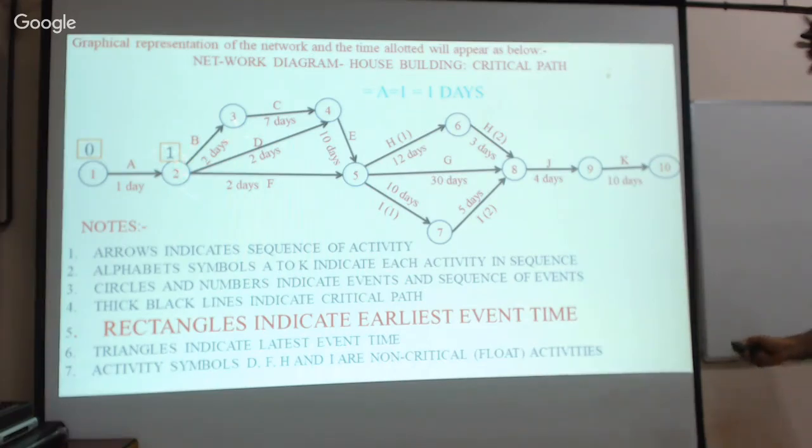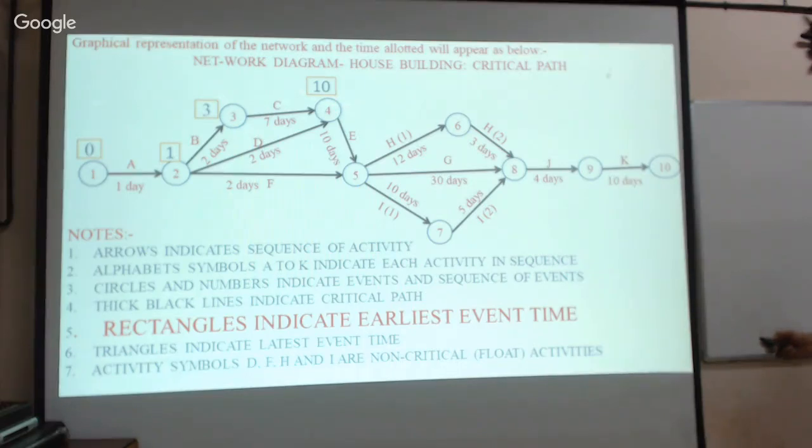Similarly, what is the time required to complete this next event? We need 3 days to reach this, because 1 day plus 2 days is equal to 3 days. And similarly, to reach the fourth event, activity C requires 7 days. Therefore, to reach event 4 is 10 days, that means 1 plus 2 plus 7. Total time required to reach this event is 10 days.